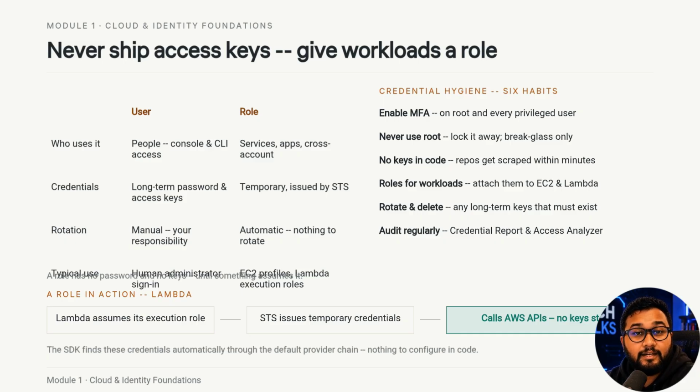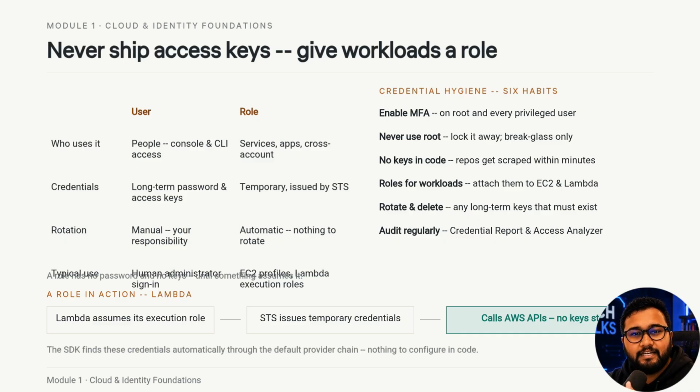Developers accidentally commit them to Git repositories. They appear in screenshots. Sometimes they're copied into configuration files or shared through chat applications. That's exactly why AWS recommends using IAM roles whenever possible. Let's compare users and roles. A user is designed for people. Users typically have long-term credentials, such as passwords and access keys.